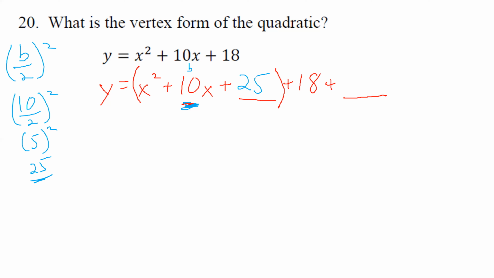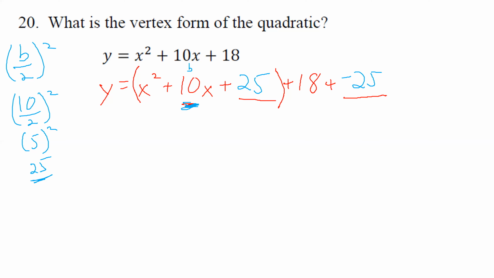But I can't just change the value of my equation, so I have to balance it. In this case, I'm adding values to the same side. So I'm adding 25 here, but I can't just add 25 because it's not balanced. So over here, I'm going to subtract off that same 25. So we just completed the square.